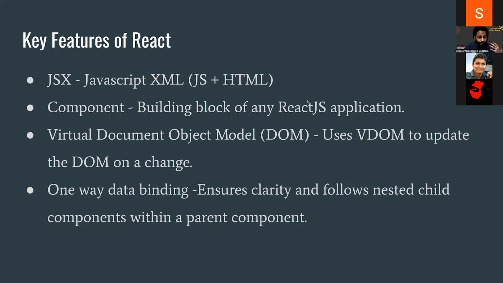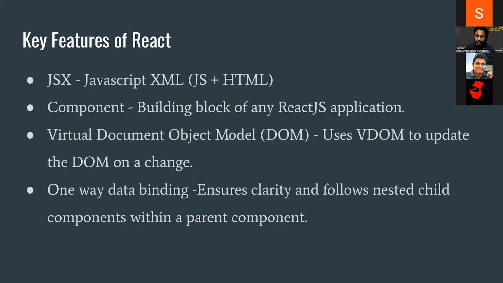And React follows a one-way data binding. That means if you have a parent and a child, you can always pass data from parent to child directly through variables. Like you can mention this is the value, but you can't do it vice versa. You will have to have a method mentioning what you want to pass. You have to wrap the values that you want to pass in a method and pass it to the parent only. So in this, the clarity is much higher.